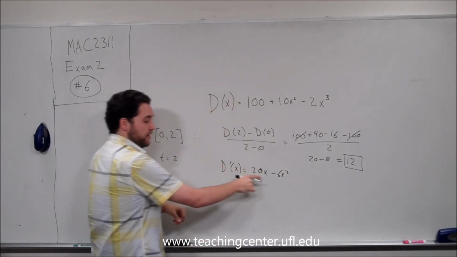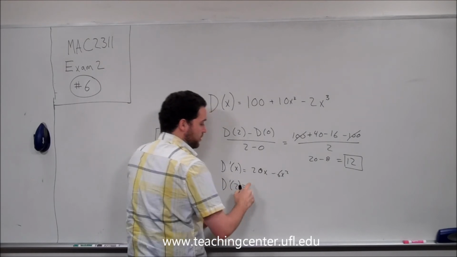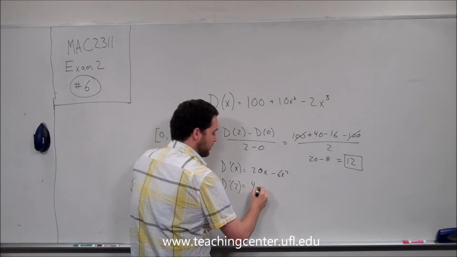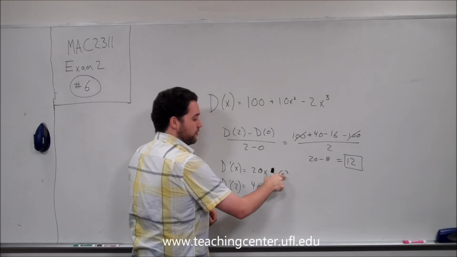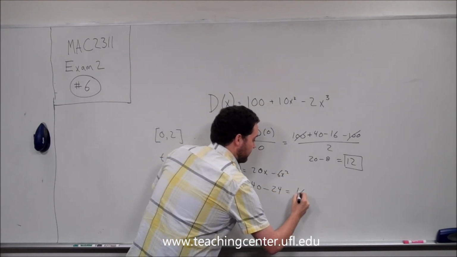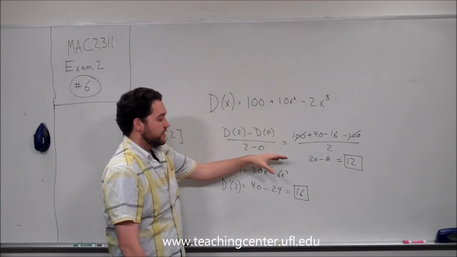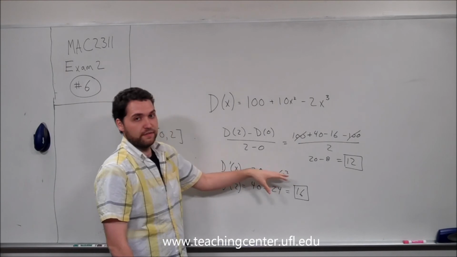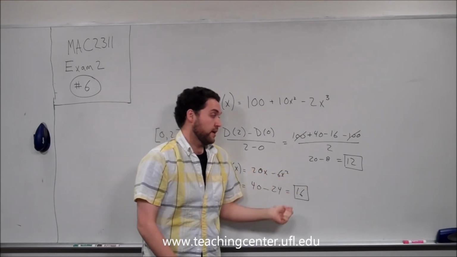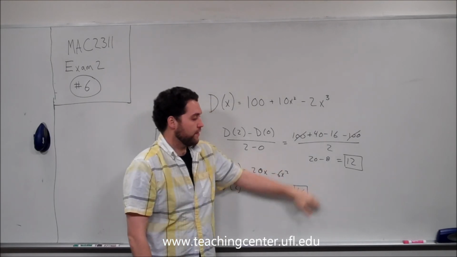Now you can feed the 2 in. So d prime of 2 is equal to 2 times 20, which is 40, minus 2 squared, which is 4, times 6, which is 24. That gives you 16 as your instantaneous rate of change. Note that your average rate of change and your instantaneous rate of change don't have to be identical, or necessarily even in the same ballpark. But these are your final solutions.